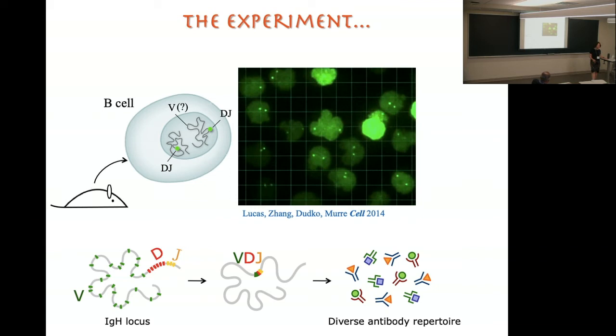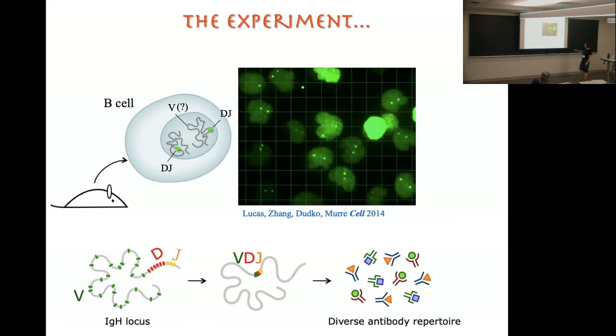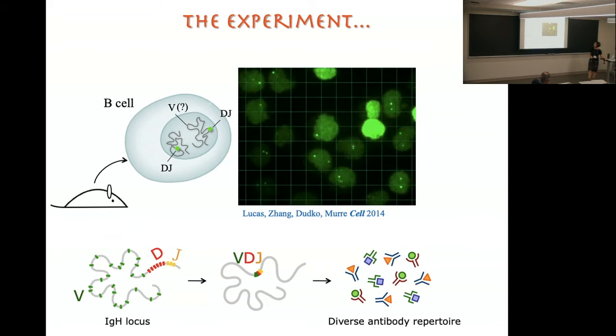So this is a very schematic representation of the idea. Here is the immunoglobulin heavy chain locus, the region of DNA, about 3 million base pairs long, that is responsible for the production of antibodies. The locus consists of multiple copies, hundreds or so copies of so-called V segments, variable, multiple copies of D segments, and multiple copies of J segments. D and J stand for diversity and joining. And so in the first step of VDJ recombination, one of the D segments recombines with one of the J segments to form a DJ joint. And then in the second step, one of these hundreds of V segments recombines with DJ to form VDJ.